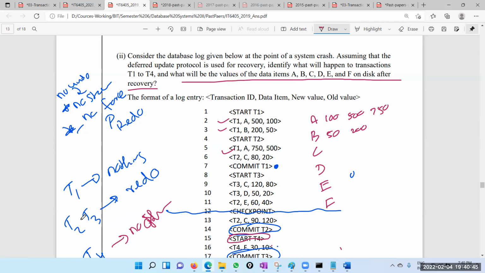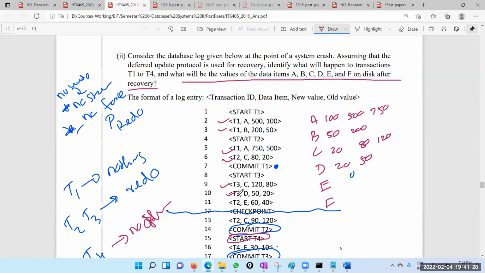Right, T2 anyway we are going to redo because T2 has committed. We can finish it. Okay, so therefore let's take this, because after the recovery, T2, all those things will be reflected. Okay, so T2 is doing 20 become 80, right? 20 become 80. Then T3, anyway, T3 is also we are going to commit, right? We are going to commit. So therefore, let's take that also. So T3, we are going to change C from 80 to 120, 80 to 120. Again T3, D from 20 to 50.